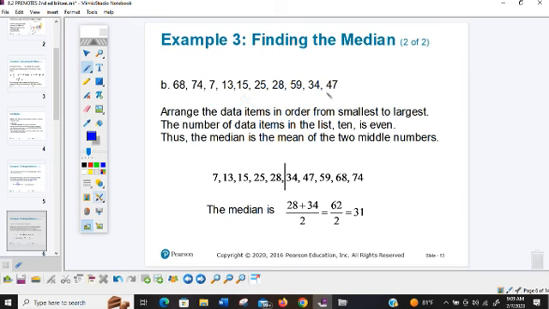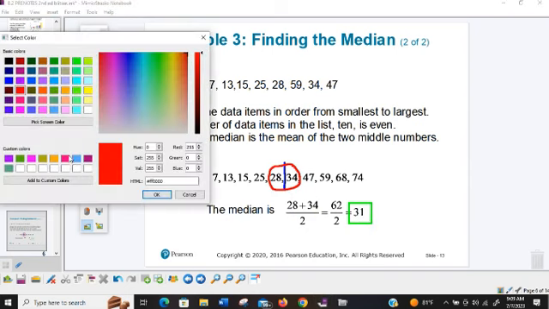So we have 10 pieces of data in this. When we put them all in order and we split it in half, we're right here, okay? There's 5 on the left, 5 on the right. So what we have to figure out is what number is halfway between these two numbers. That's what we need. So add 28 plus 34 and then divide by 2. The number that is halfway between those two numbers is 31. So the median for that data set would be 31.